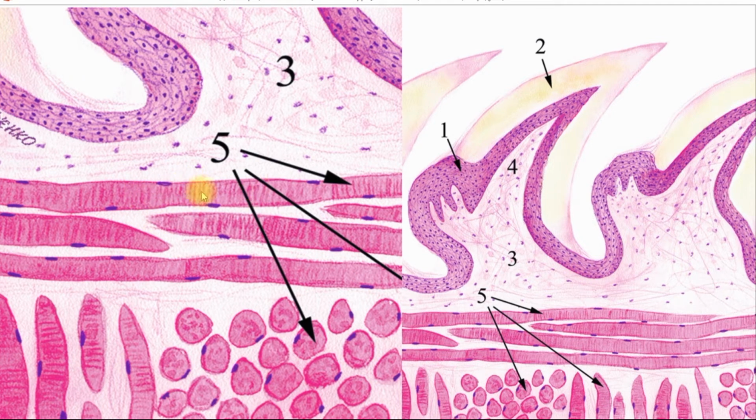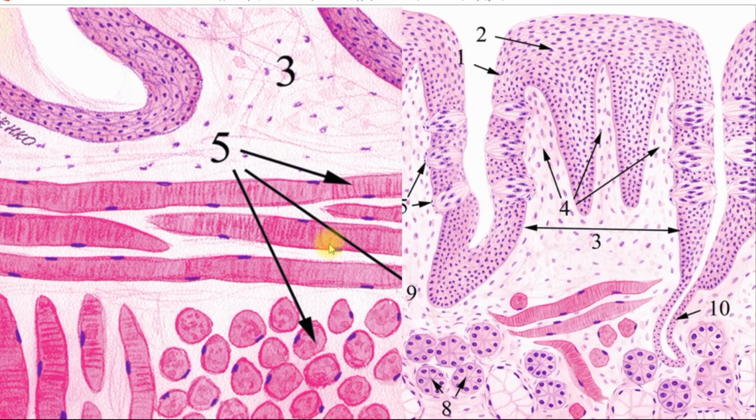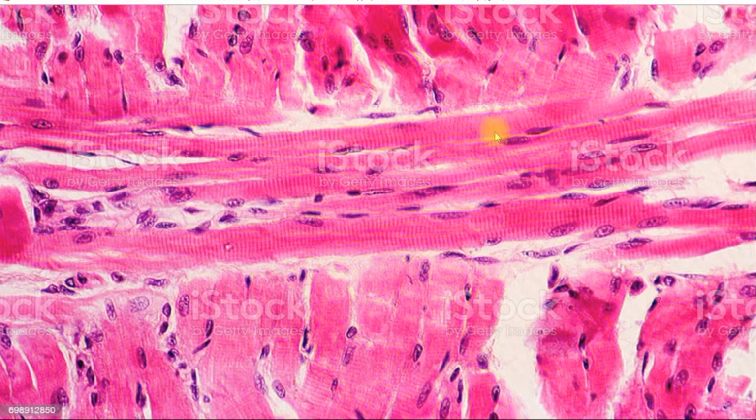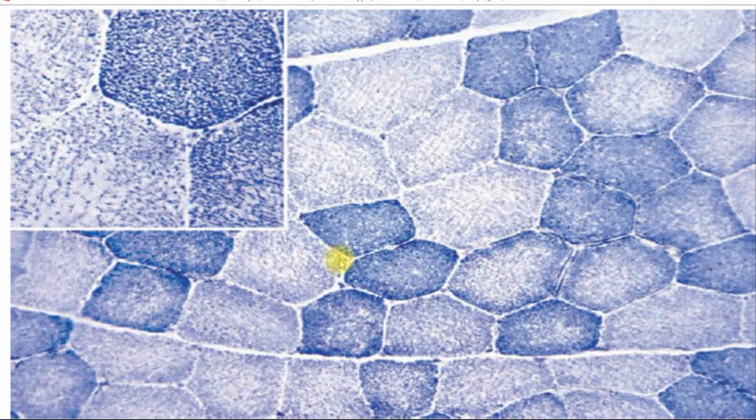And here we can see muscle fibers. Here we can see that they are surrounded with connective tissue. And here we can see muscle fibers and they are surrounded with connective tissue. It's called endomysium. Here we can see that different muscle fibers are stained in different shades. It's because of the presence of different types of muscle fibers.